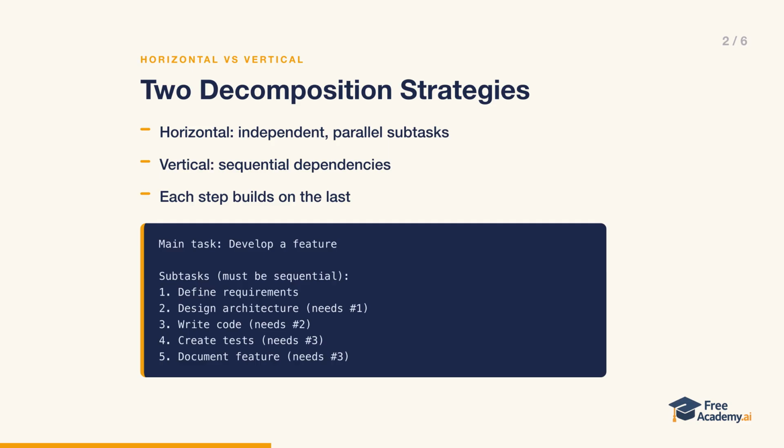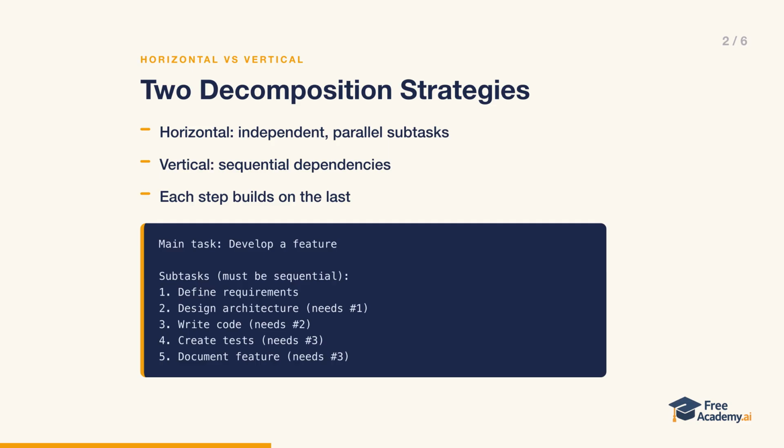There are two main ways to decompose a task. The first is horizontal or parallel decomposition. Here, the subtasks are independent and can be done in any order. For a business plan, you could separately write the executive summary, research the market, analyze competitors, describe the product, and plan marketing. None of those strictly depend on each other.